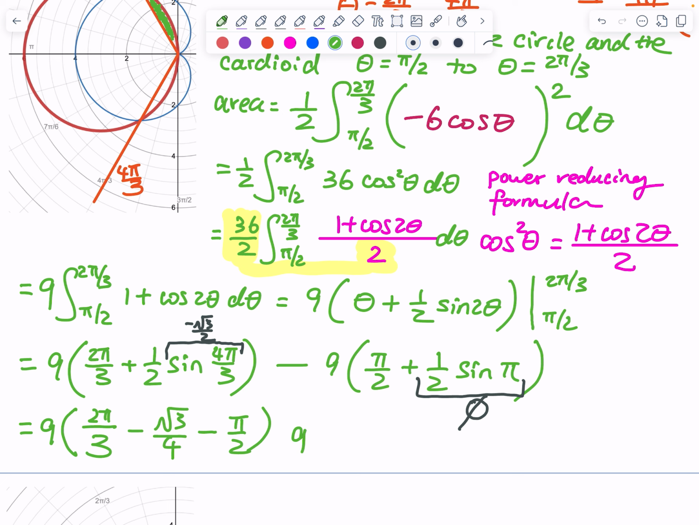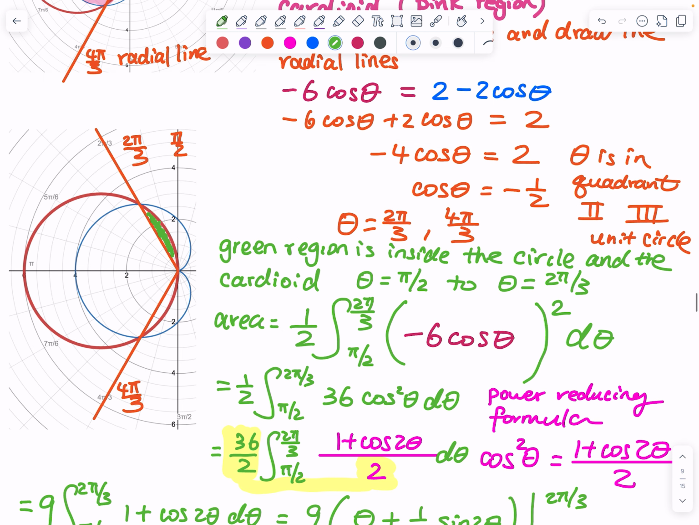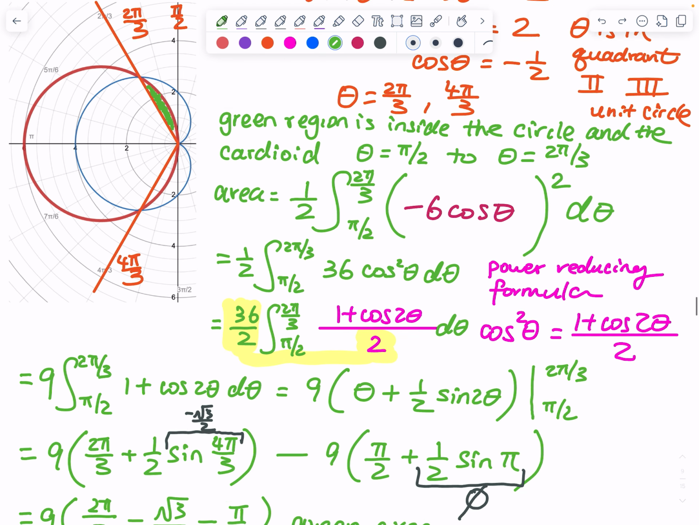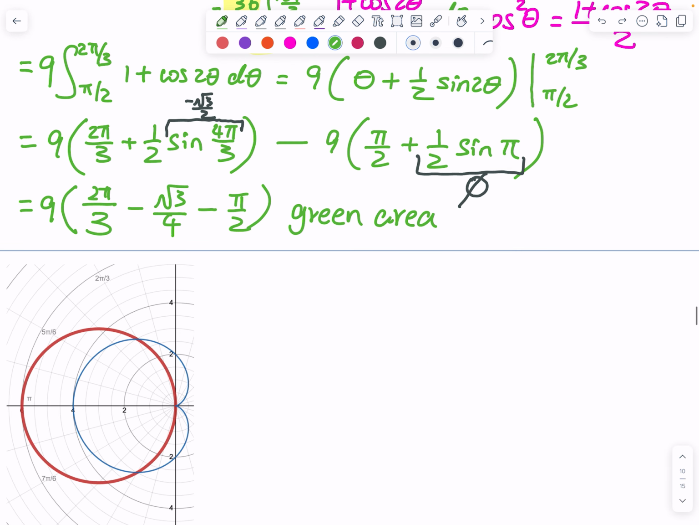So all that is for the green area. Just one little region right there. I also have another piece down below. I will multiply by 2 to get the total, but we will do that at the end. So now we have the green area. So this green area is found.